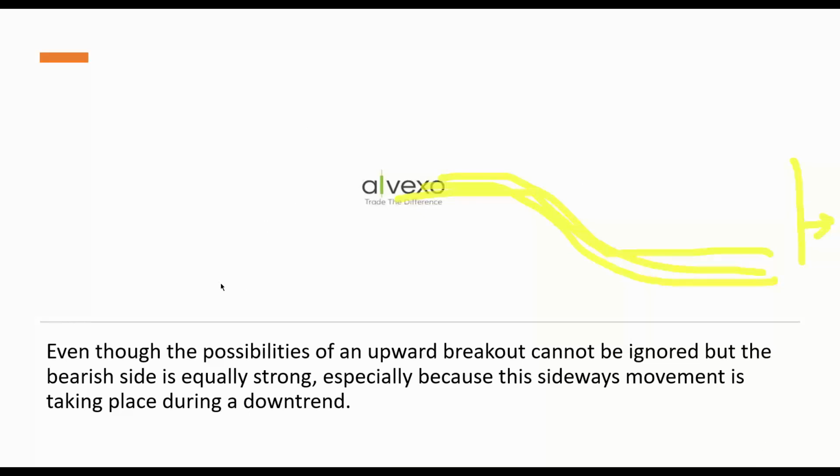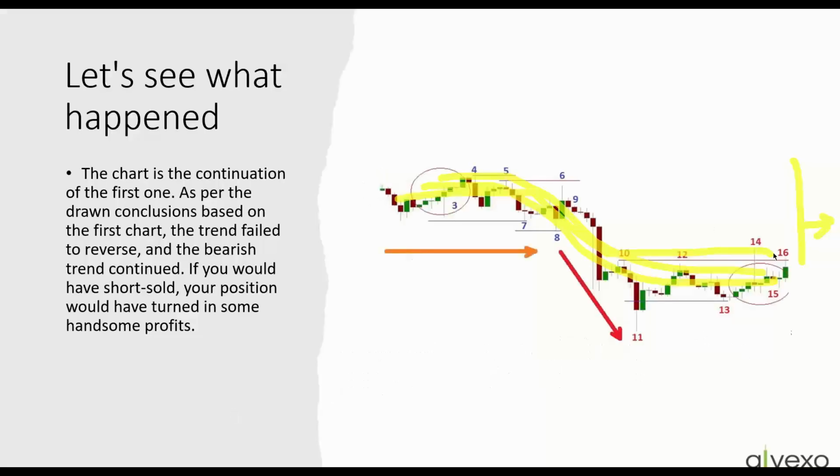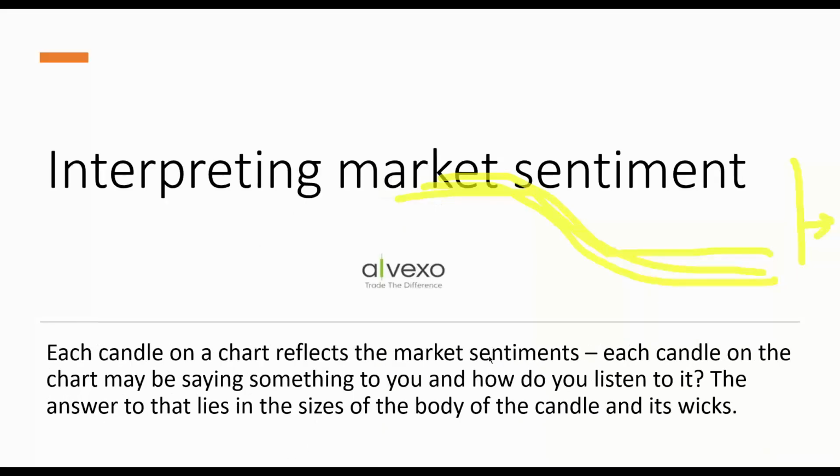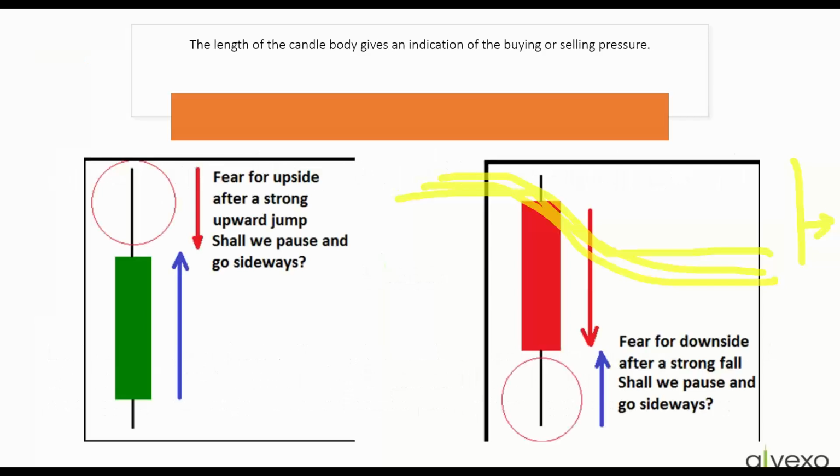So even though the possibility of an upward breakout cannot be ignored, the bearish side is equally as strong, especially because this sideways movement takes place in a downtrend. Okay, so we need to read what this chart is telling us. Each candle on a chart reflects the market sentiment. So what is the chart trying to tell us?